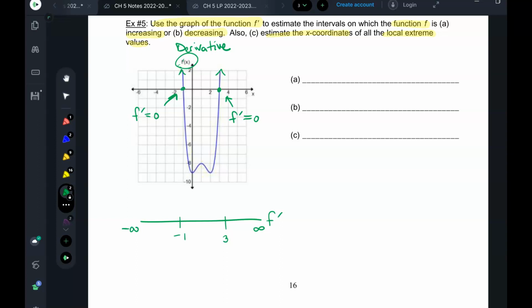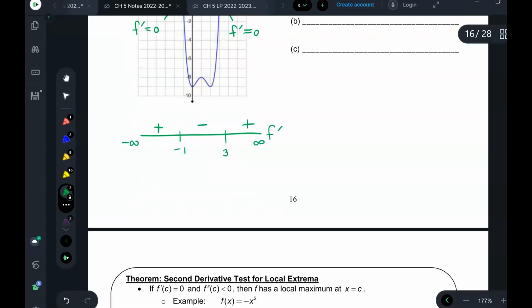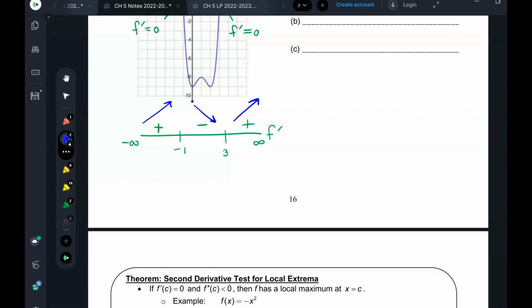All right, from negative infinity to -1, is the graph positive or negative? Is it above the x-axis or below the x-axis? It's above, so it's going to be positive. And then from -1 to 3, it's all below the x-axis. And then from 3 on, it's positive. Okay, so we made a number line graph for our first derivative. Can I put the little arrows in if I want? Increase, decrease, increase. So we just took the actual graph to interpret our number line.